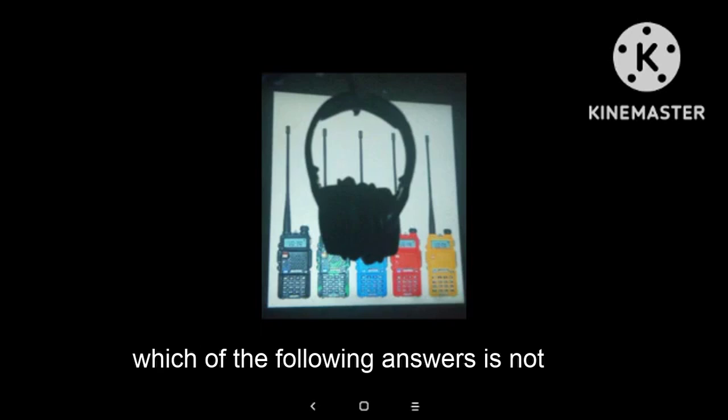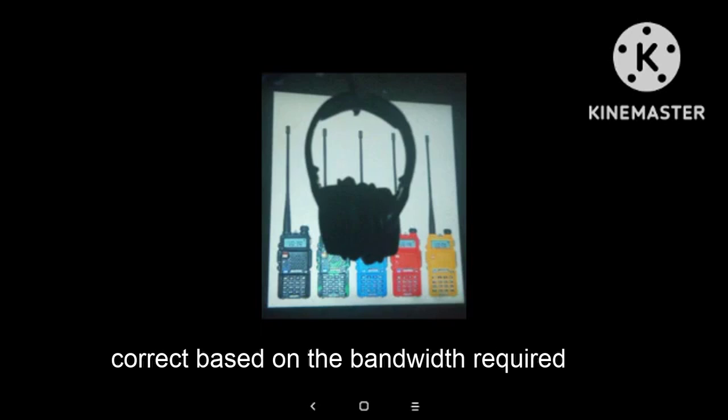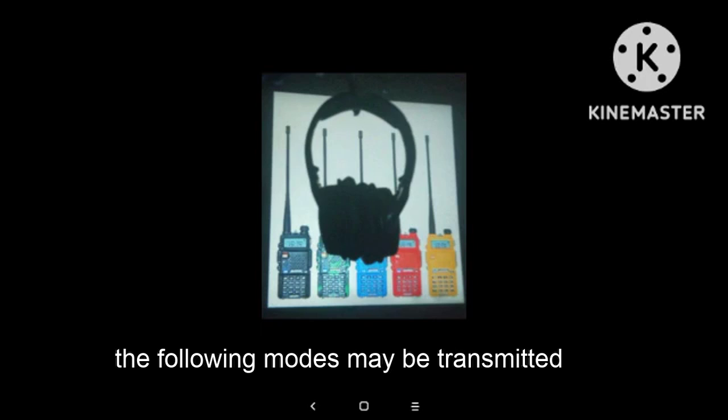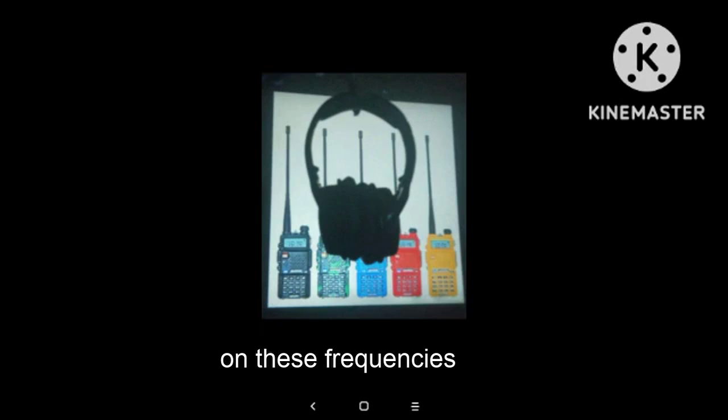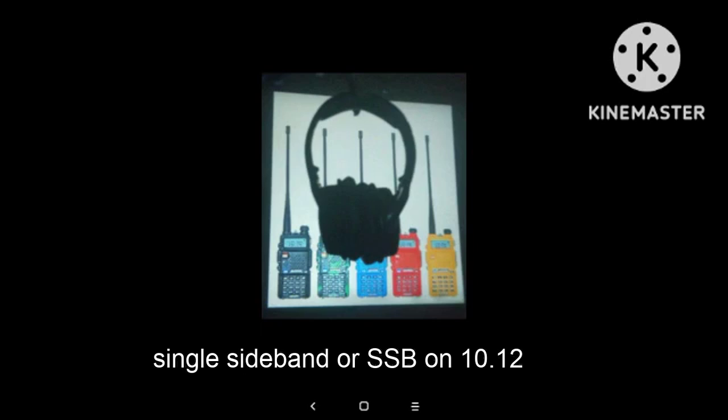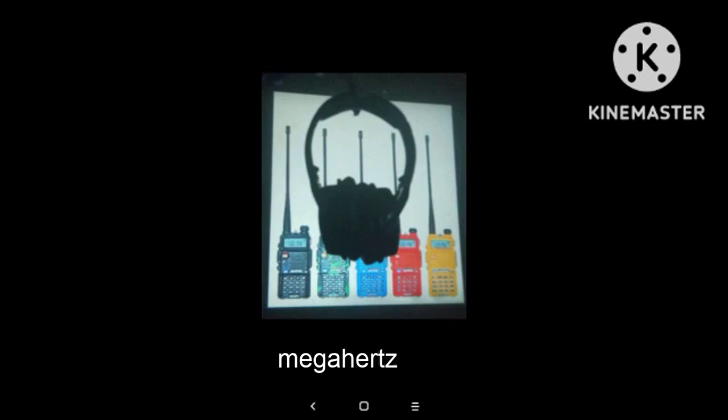Number 56. Which of the following answers is not correct? Based on the bandwidth required, the following modes may be transmitted on these frequencies. Single sideband, or SSB, on 10.12 megahertz.